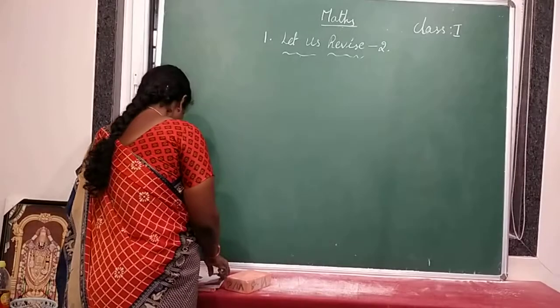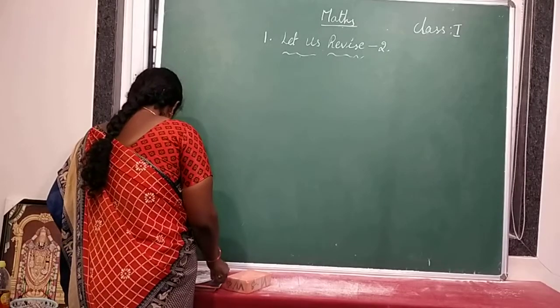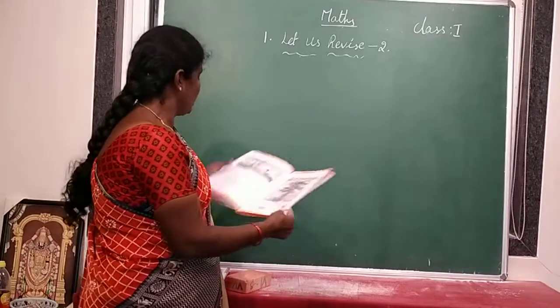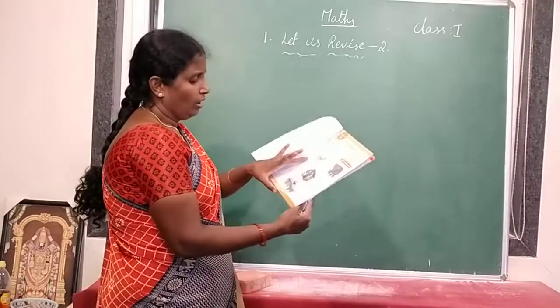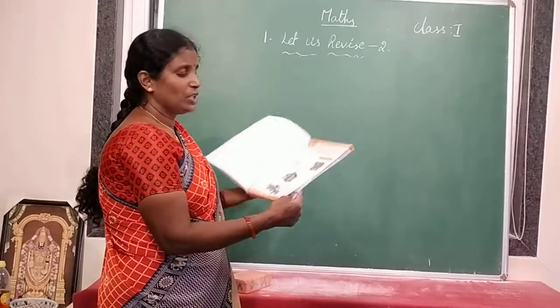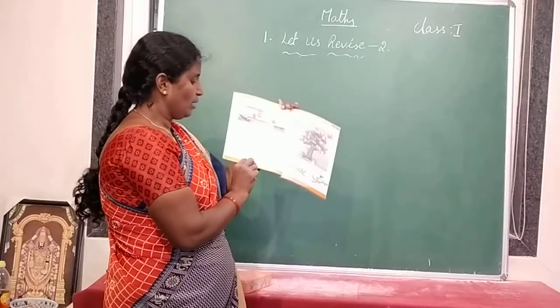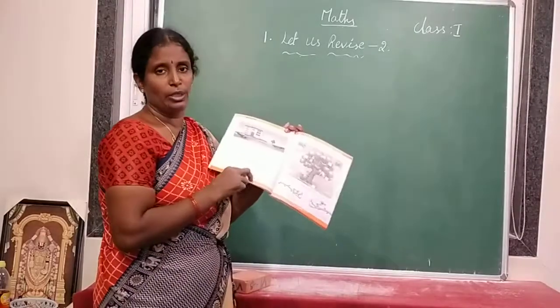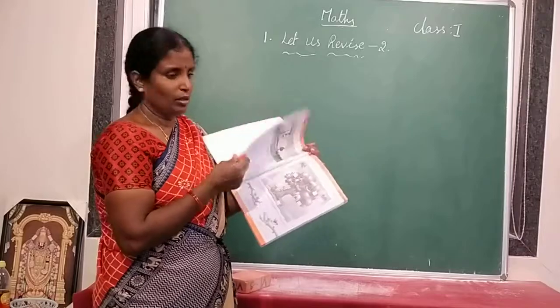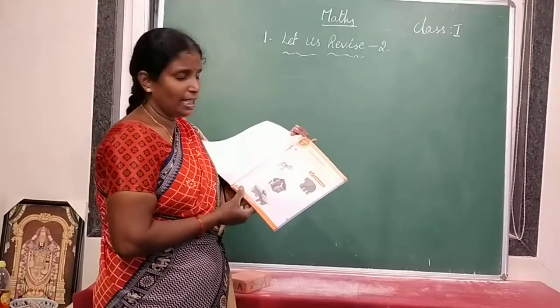I gave first bit in page number 5 and second bit I did not give. I gave first bit in page number 5 and in page number 6 fourth bit. Only 2 sums I gave. So 2 questions I gave.